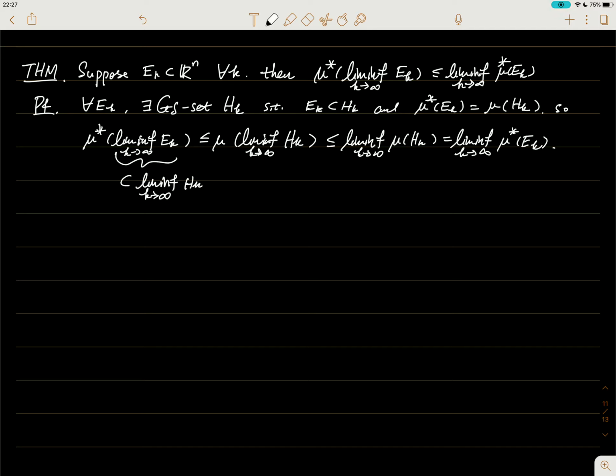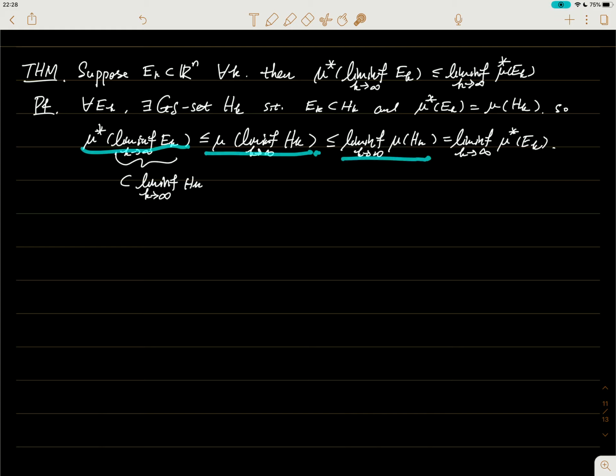So that's why the outer measure of this must be less than or equal to the outer measure of this. But the H_k itself is measurable, so the lim inf is also measurable. So the outer measure of this set is just the measure of it. That's why I have this first inequality. And then using the corollary we showed before, this is less than or equal to the lim inf of the measure of H_k. Right? This is for the measurable case.